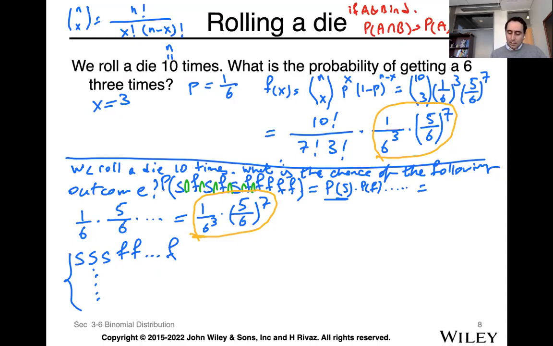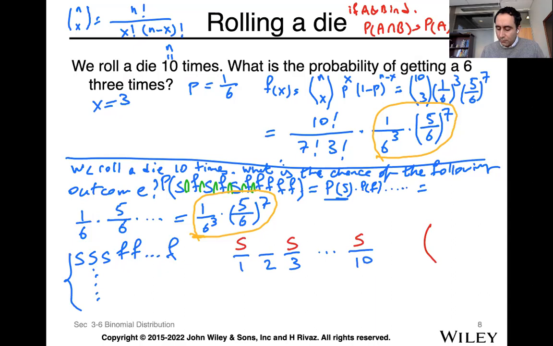So the question is, I have 10 trials, right? Trial 1, trial 2, trial 3, trial 10. I have 10 total trials, and I want 3 of these to be success. So all I want is 3 out of these to be success, success, and success. What's the chance of that?